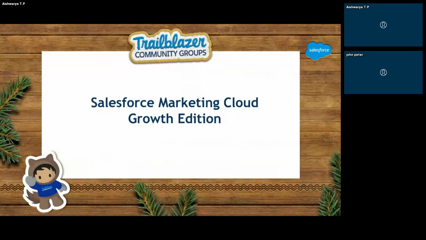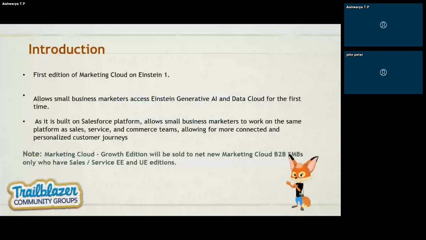Then we are coming into growth edition. As I told, this is the new edition introduced by Salesforce in February 2024. And this is the first edition of Marketing Cloud on Einstein 1. As I told, that is the base layer. Einstein 1 is the foundation, and on top of it, growth edition is built. This will allow small business marketers access to Einstein generative AI and data cloud for the first time.